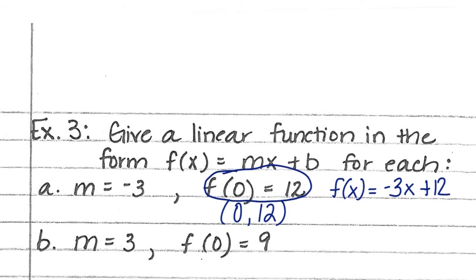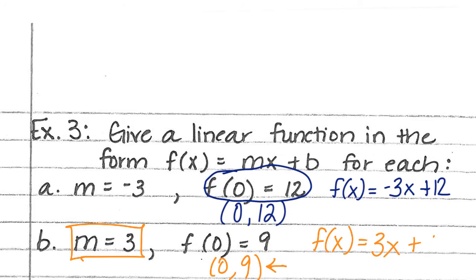I think the next one you will find just as simple. Notice this is a point of 0, 9. So if I have to put this in as f of x, my slope is 3. My y-intercept is 9.